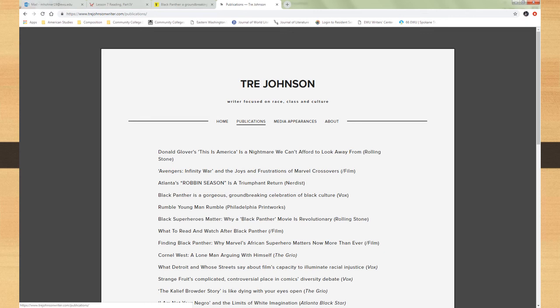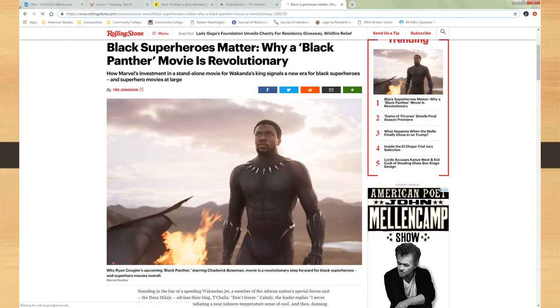You can see Atlanta Black Star. So, actually the one at the very top is also Rolling Stone. So he's claiming it in several spots, and that's pretty bold if you were making this all up. So I'm starting to trust it more, but I still want to double check. So I'm going to look for Black Superheroes Matter, why a Black Panther movie is revolutionary. Did Rolling Stone really publish that? I'm going to check. And sure enough, they did.